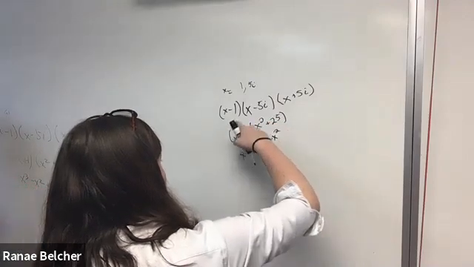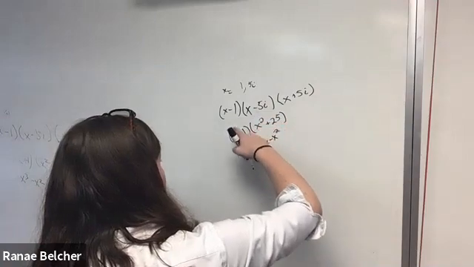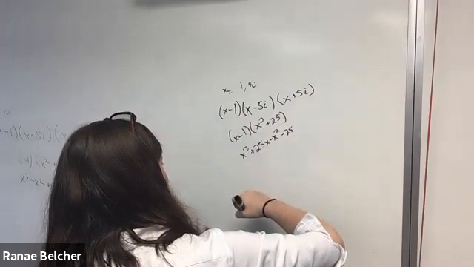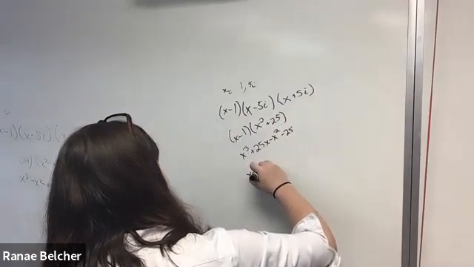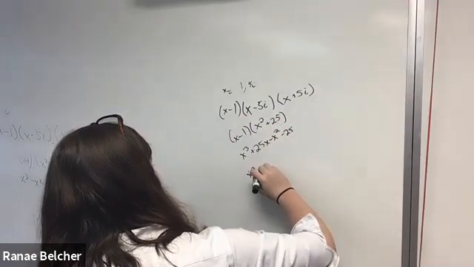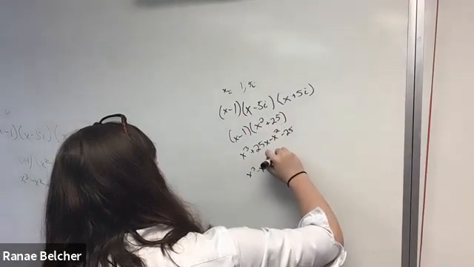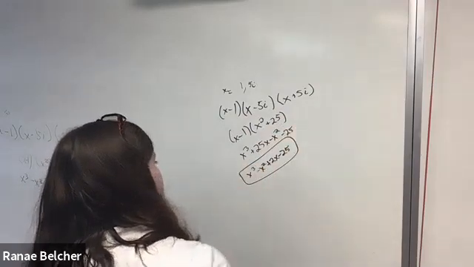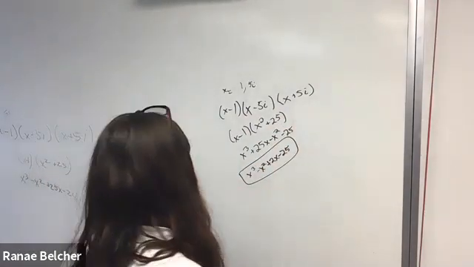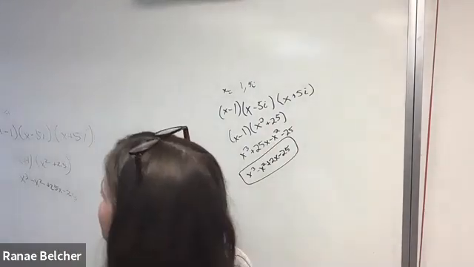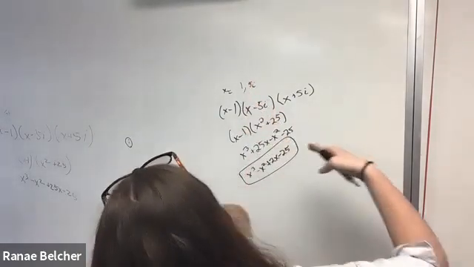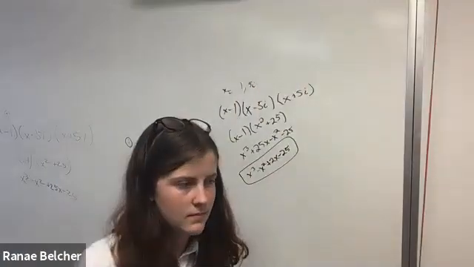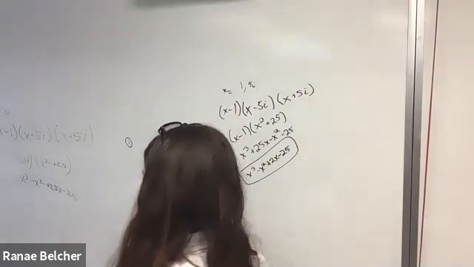Let's say this was 45. Those are pretty easy, I guess. Let's see what you got. X cubed minus x squared plus 25x minus 25. Good job. Everybody got it? Good job.